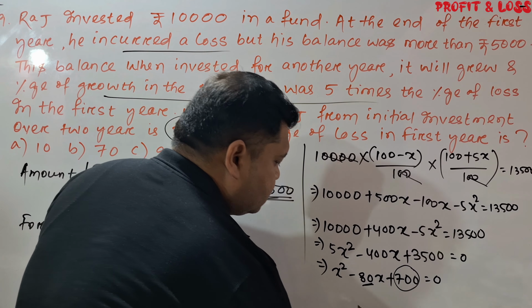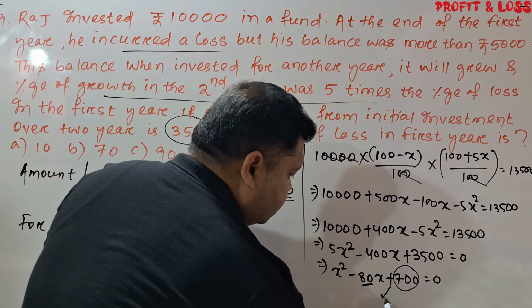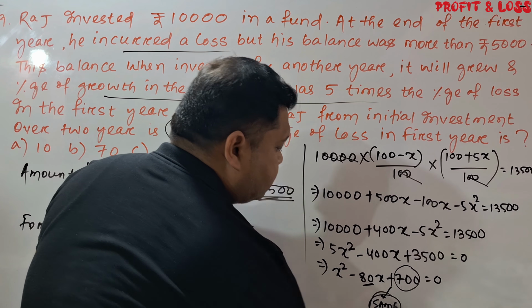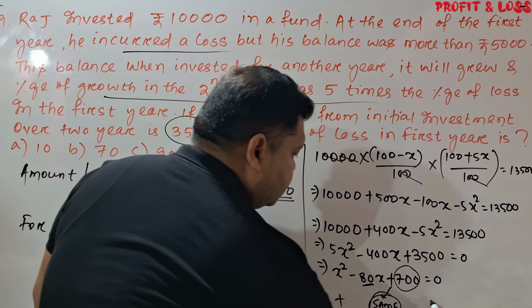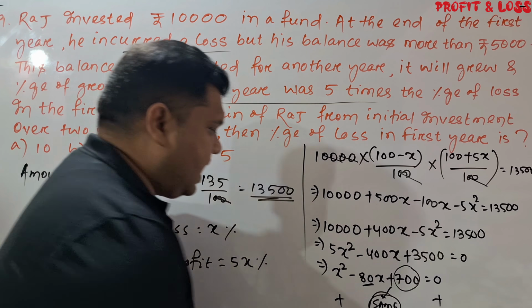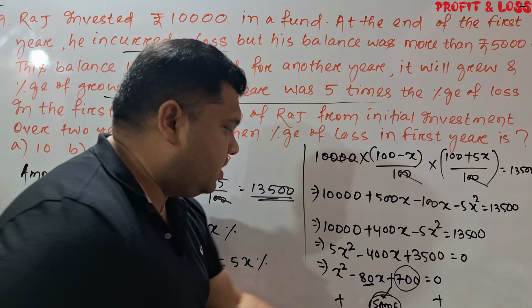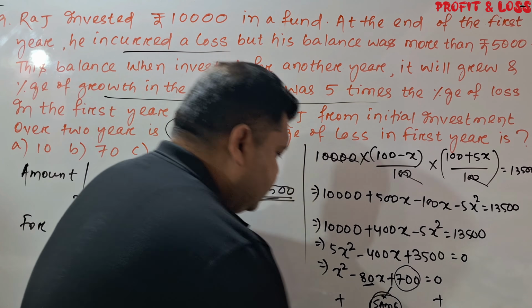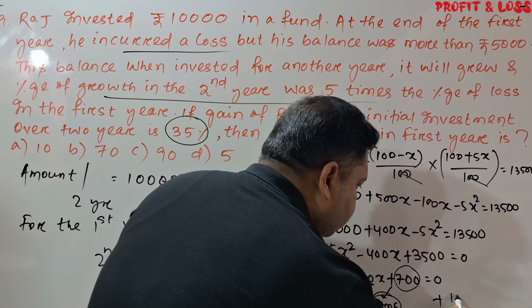Achha, this plus indicates what? Plus indicates the roots have the same sign. Minus indicates both the roots have positive sign. And here the sum is 80, the product is 700. So this is 70 and 10. So 70 here I will write, 10 here I will write.